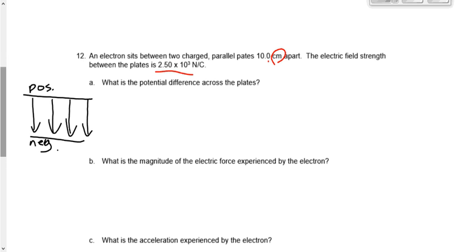We don't know which plate is supposed to be which. We're not told that, but I'll draw it like this. The electric field points away from positive. It points toward the negative.